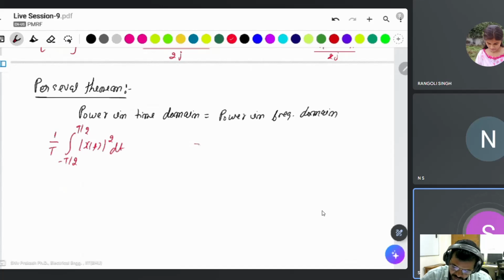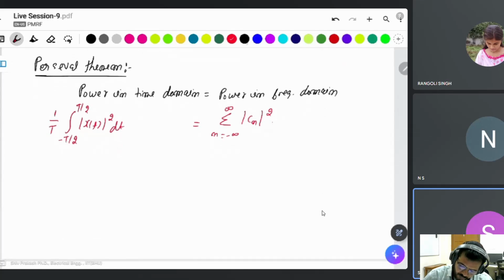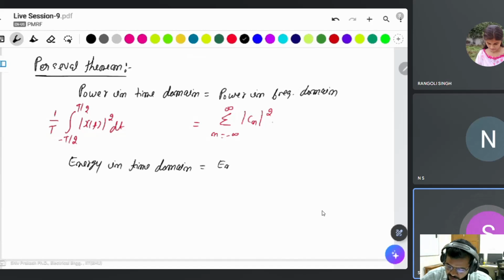If there is a complex function, then x(t) into the complex conjugate of x(t). This is the frequency domain. For the energy, the energy in the time domain is the same as the energy in the frequency domain.